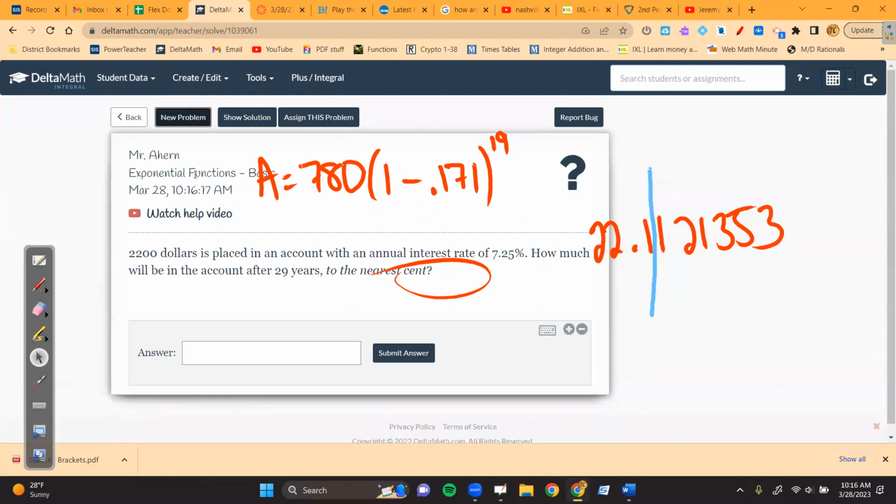All right. And here's one now that is growth. This one says to round to the nearest penny, so that's going to be 2 decimal places, right? You know it's growth because it's an annual interest rate and you're putting money in an account. So obviously this time we're going to use the plus formula and not the minus formula.